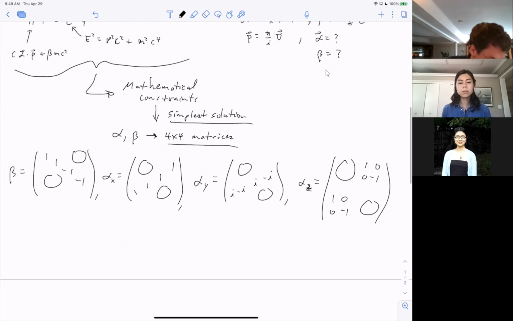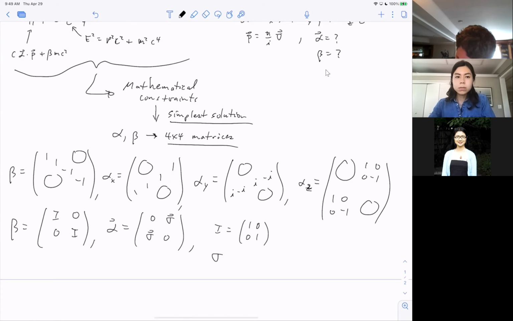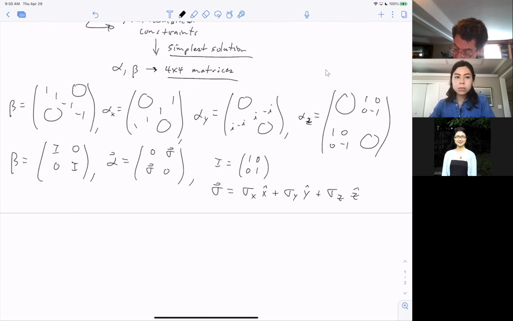And so the more compact notation is to say that beta is equal to I, 0, 0, minus I, and alpha is equal to 0, sigma, sigma, 0, where I is the 2x2 identity matrix, and sigma is our old friend, the Pauli matrices. Right? Okay. So you can derive this, you can follow this logic, every step you guys can do. And so then we have the new Schrodinger equation.